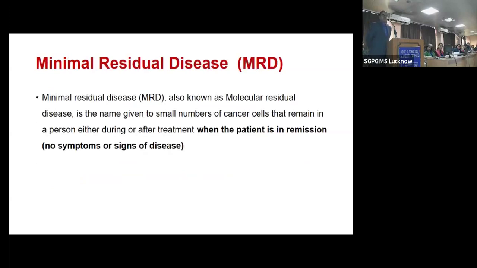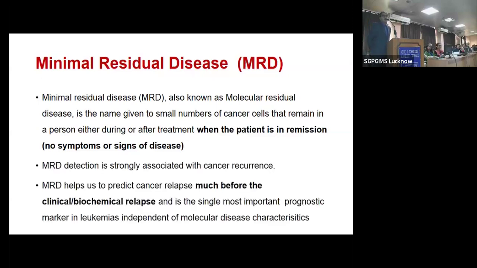So MRD, as we all know, is sometimes also called molecular residual disease, given to small numbers of cancer cells that remain in a person either during or after treatment when the patient is in remission. One of the important things is that the patient is clinically in remission, but the disease is there, and it is applicable to any cancer, be it breast cancer, any cancer. This concept has been exploited. Primarily, it was developed with leukemias, and now it's coming to more oncology diseases. And it is strongly associated with cancer recurrence.